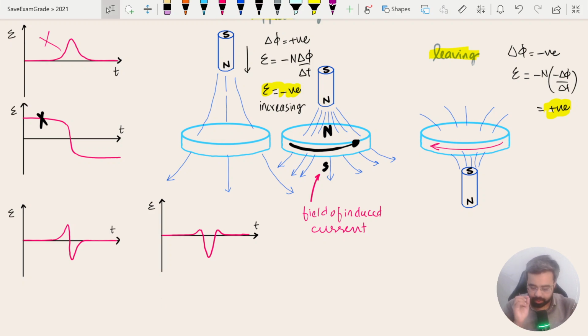Current will change its direction only once, so it will not become positive twice. This is also wrong. So this is the right answer because you see this positive current is showing in one direction and the negative current means that the magnet is leaving the conducting loop. So the right answer of this question is option C.